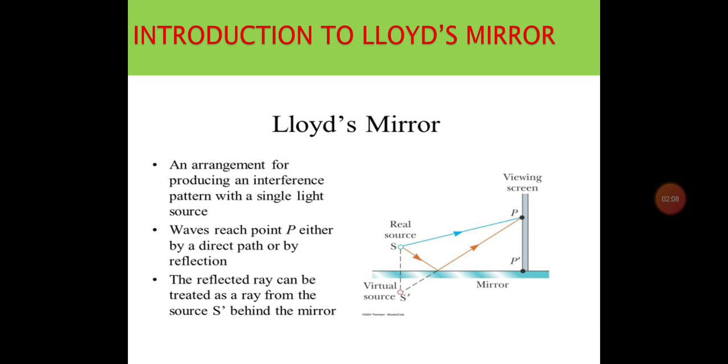The incident and reflected beams of light which interfere have nearly the same amplitude. The light after reflection from the mirror appears to diverge from the source S dash, which is a virtual image of the source S. The sources S and S dash act as the two coherent sources. The waves from the two sources superimpose on each other and we get interference fringes on the screen. The fringes will be equally spaced and we observe them in the microscope.